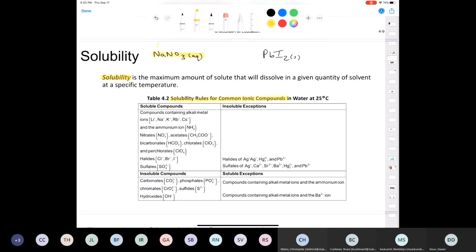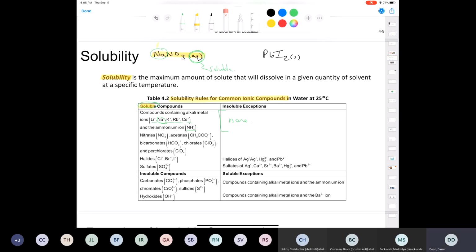It's right here. You would look at the table and you'd say, okay, soluble compounds. Compounds containing an alkali metal. Hey, what do you know? Sodium nitrate has an alkali metal, right? It's got sodium in it, okay? So compounds containing the alkali metal ions, lithium, sodium, potassium, rubidium, cesium, or the ammonium ion are soluble. And there's no exceptions, none. So that's why I knew that I could put aq, because aq means that it is soluble.